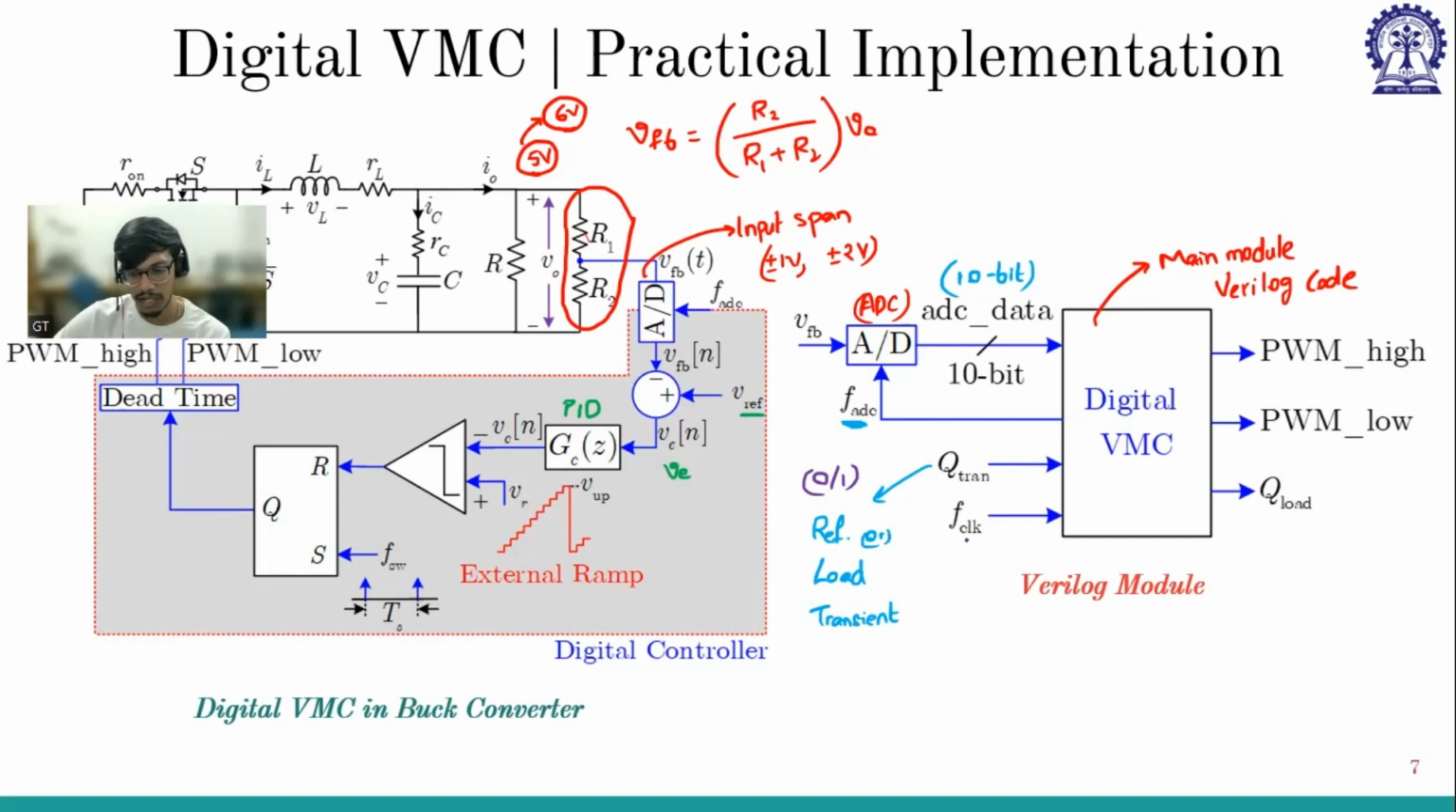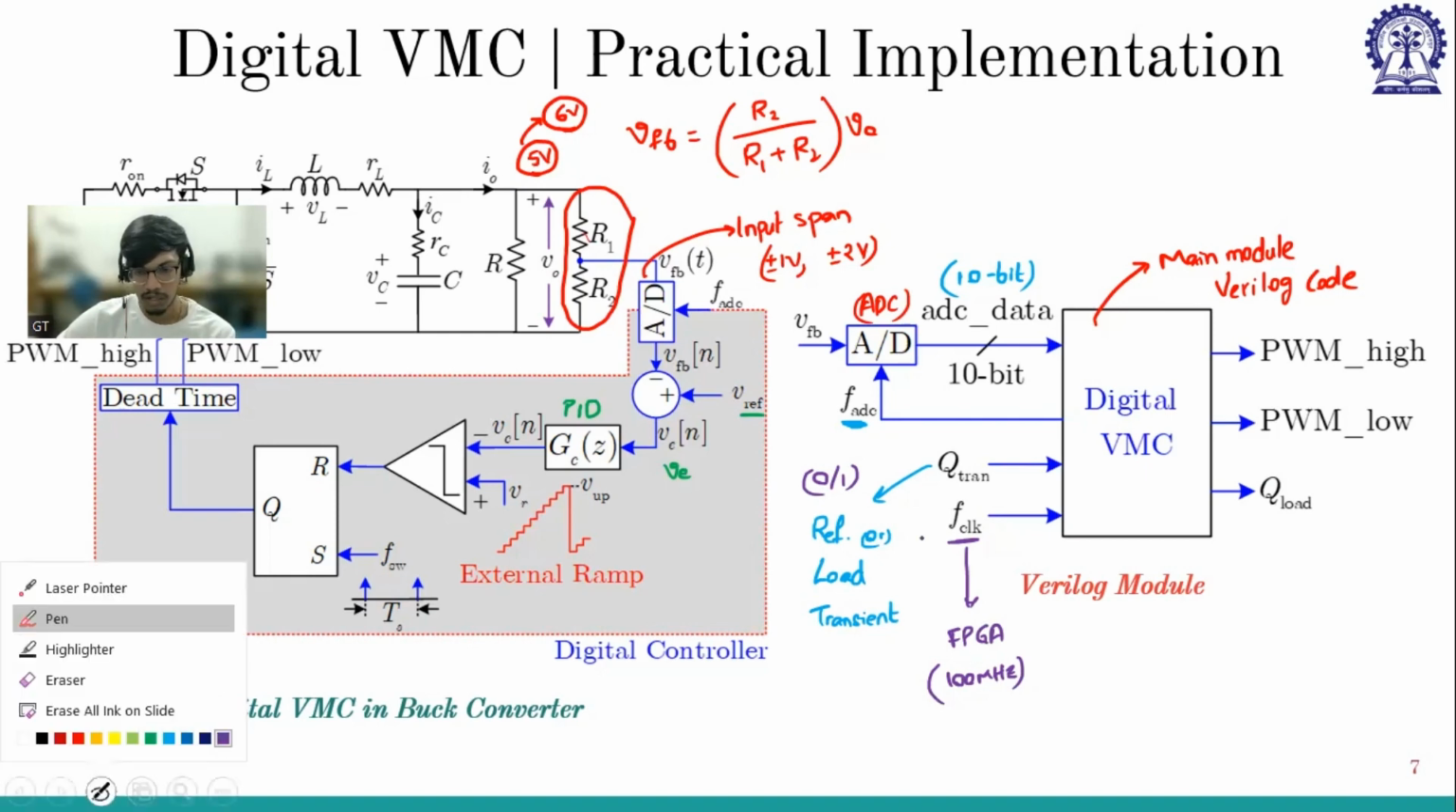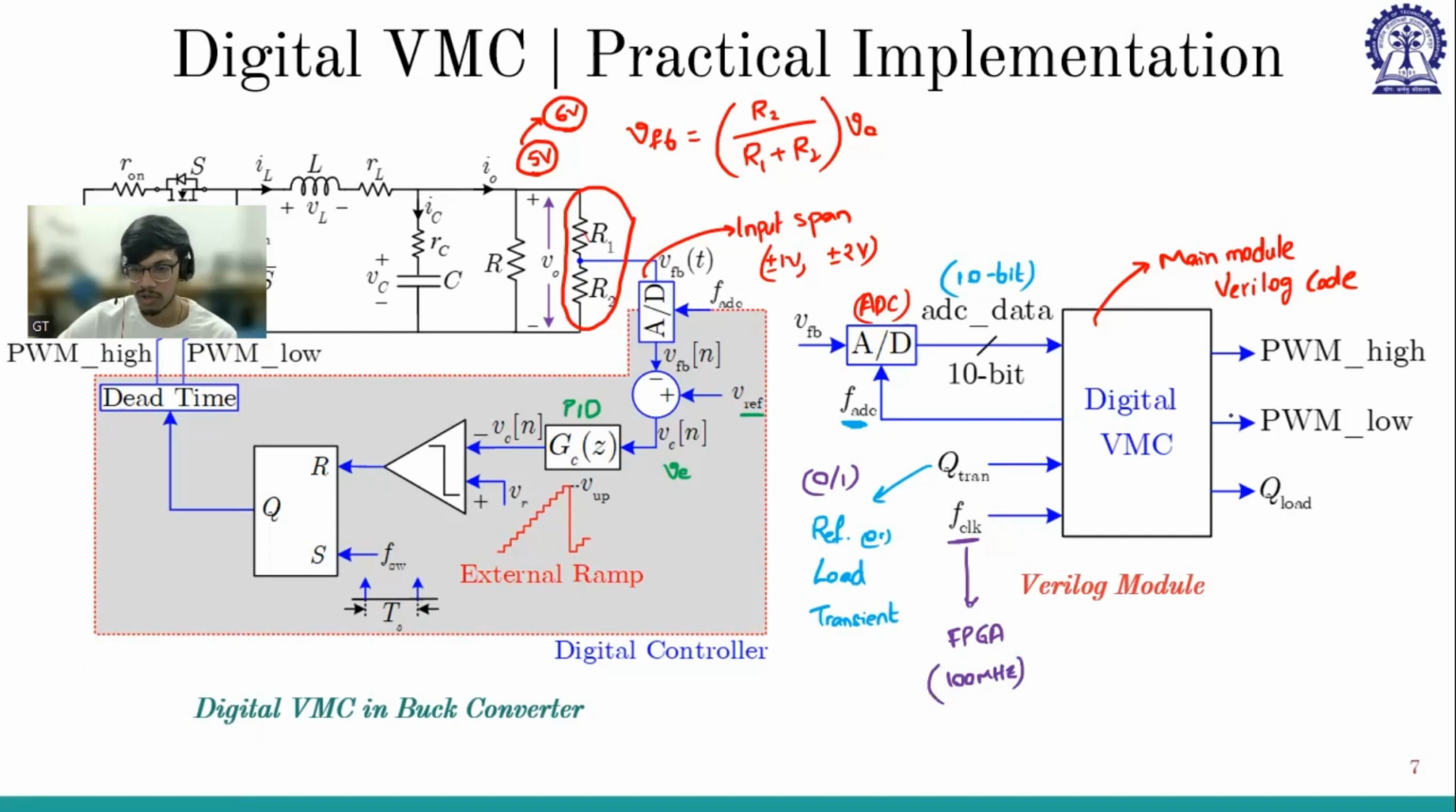And F clock is the main clock coming from the FPGA, which is 100 megahertz in our case. So it might vary from FPGA to FPGA. If we are using any other FPGA, maybe it will have a different clock frequency, or maybe the same clock frequency, which you should consider while generating the other clock frequencies or writing the code.